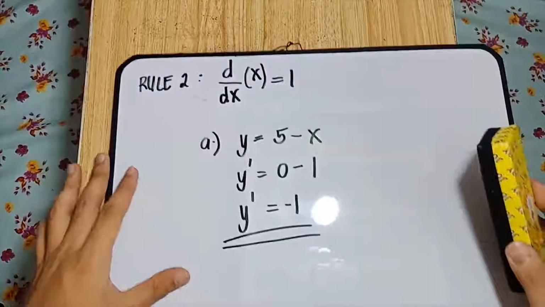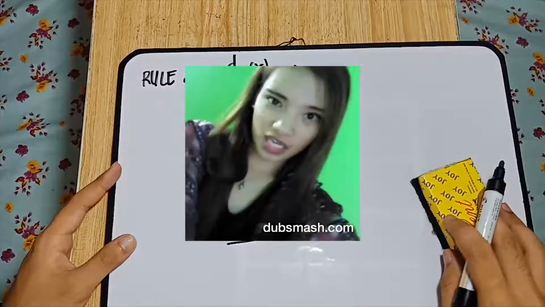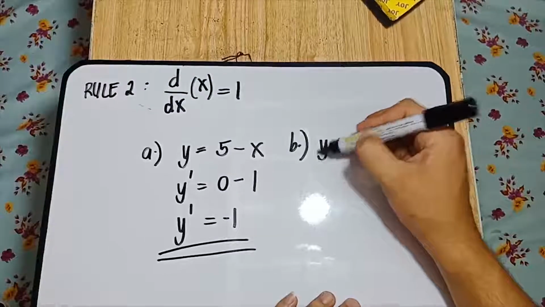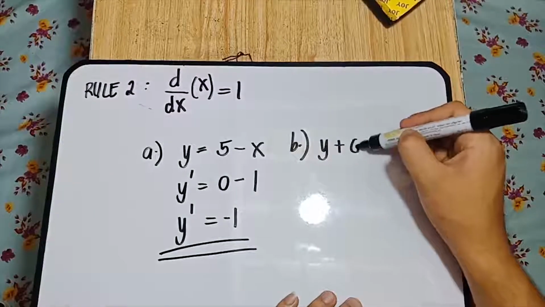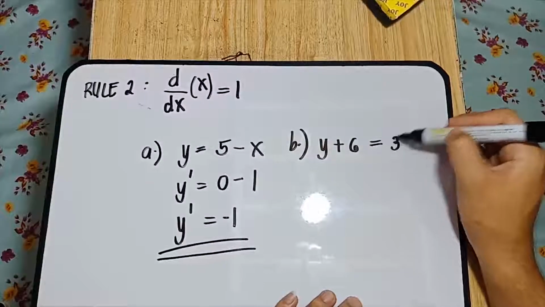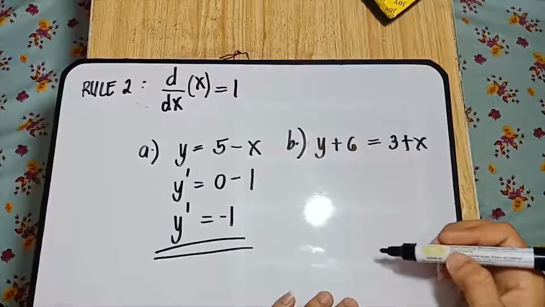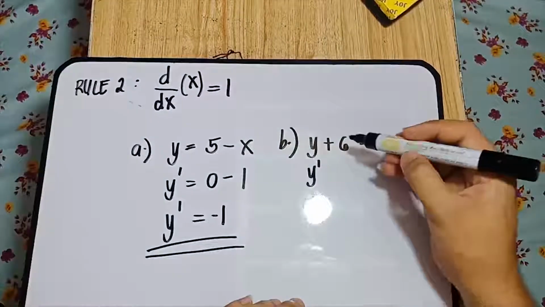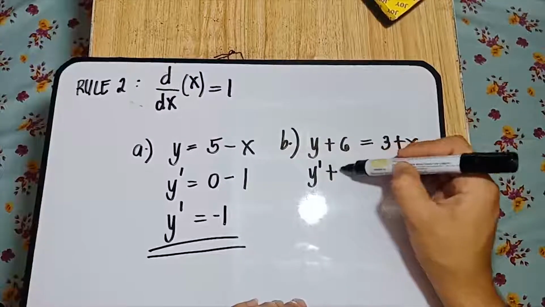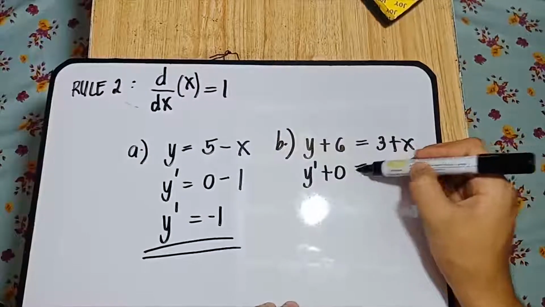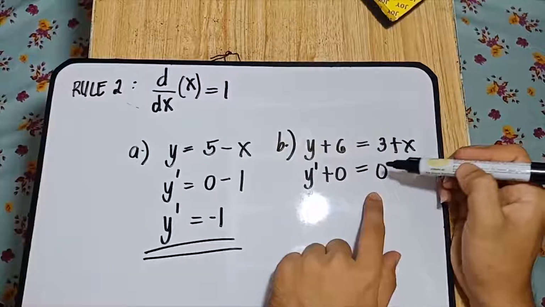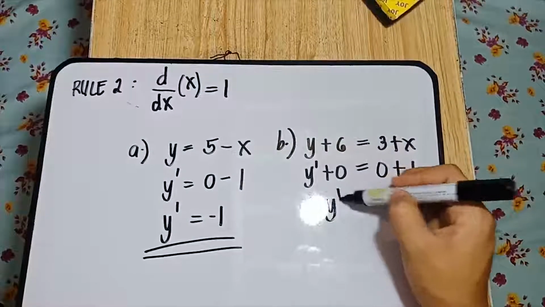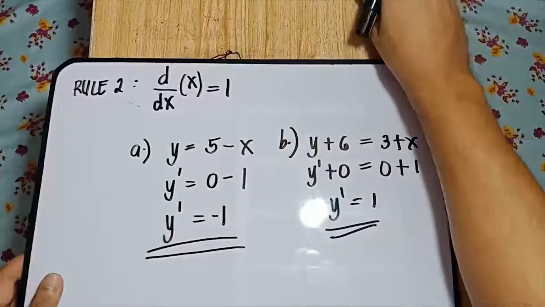Ganun lang, madali lang yung rule number 1 and number 2 natin. Halimbawa pa nga natin, let's say we have y plus 6 is equal to 3 plus x. So again, derivative of y is y prime or dy over dx yan, plus 0 equals 0, derivative of constant, 0, plus derivative of x, 1. So, our final answer is 1. Ganyan lang ang rule number 2 natin.